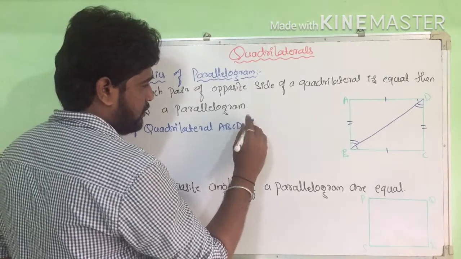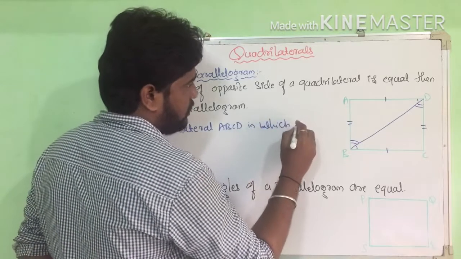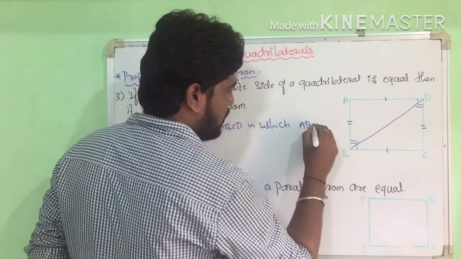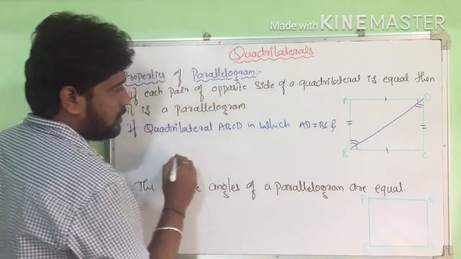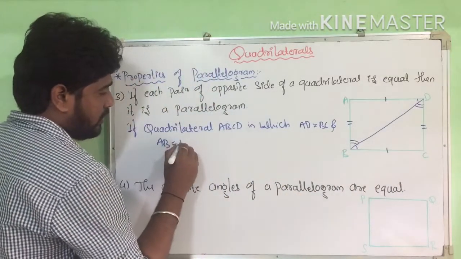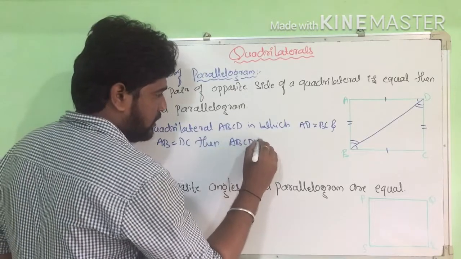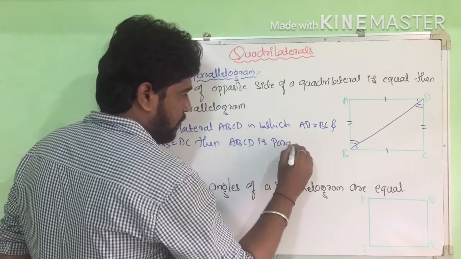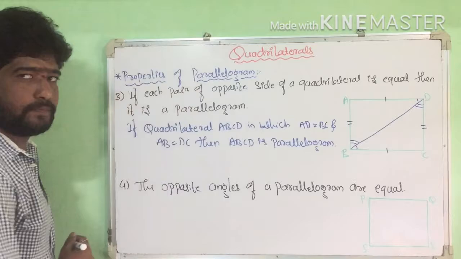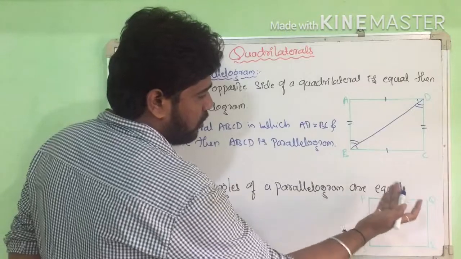So here I write down, if in quadrilateral ABCD, AD is equal to BC and AB is equal to DC, then ABCD is a parallelogram. Is it clear? And similarly the fourth one, the opposite angles of a parallelogram are equal.